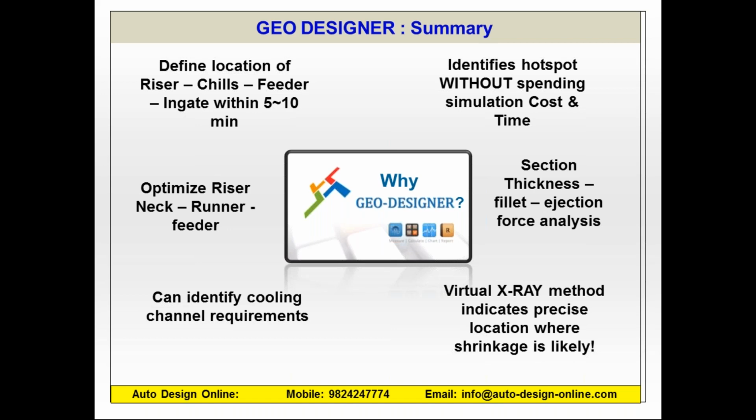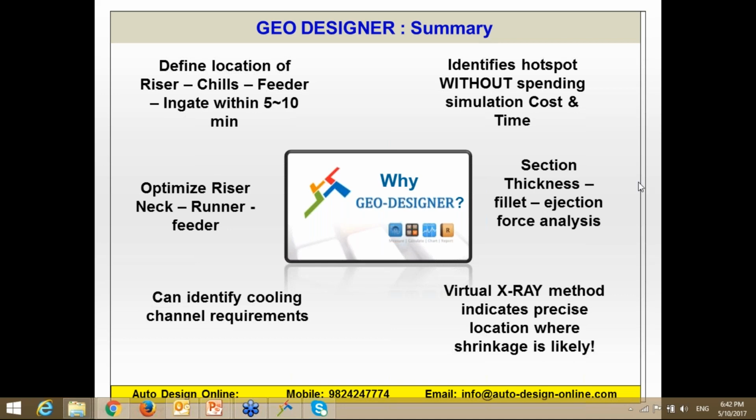Even small or mid-scale foundries who cannot afford casting simulation can analyze this using this Geo Designer upfront design for manufacturing tool, which is very cheap compared to any simulation software. You can check the thickness, you can check the fillet or rejection force analysis, or the virtual X-ray method, which will highlight the hotspots, and this will benefit you in terms of saving the cost you are investing in this software. So it can reduce your cost and ensure no problem later on once you make the pattern or design.